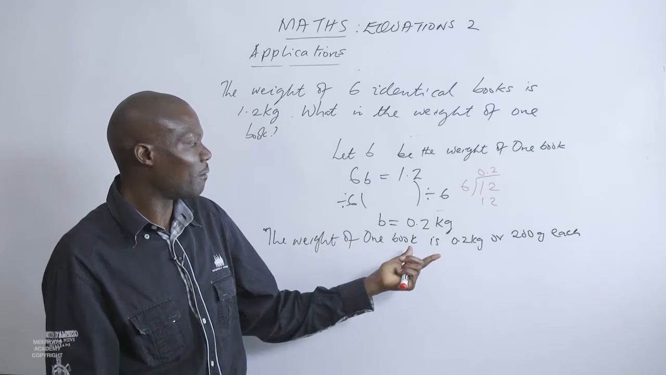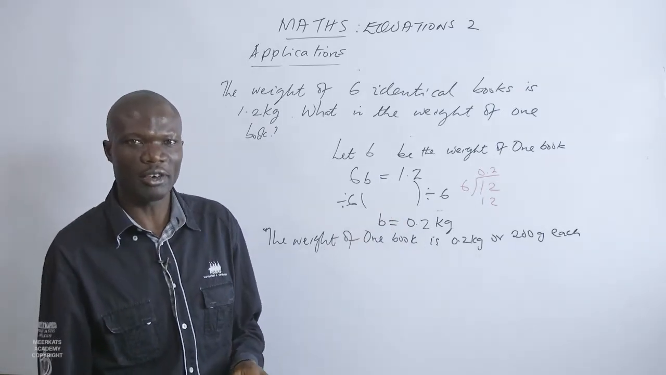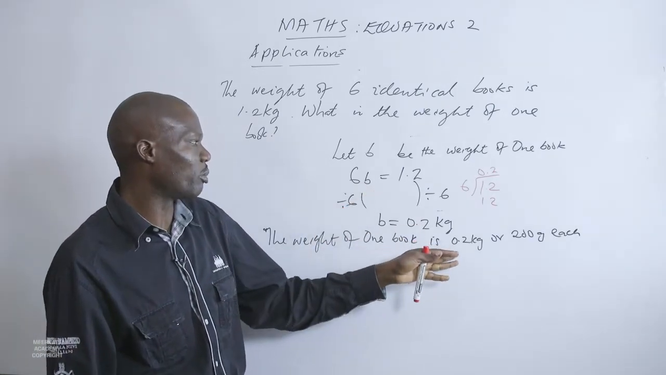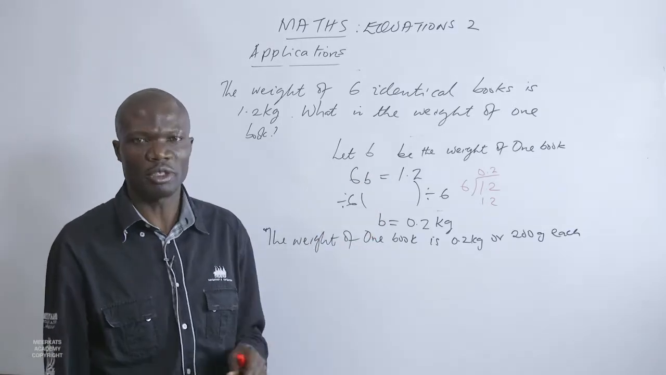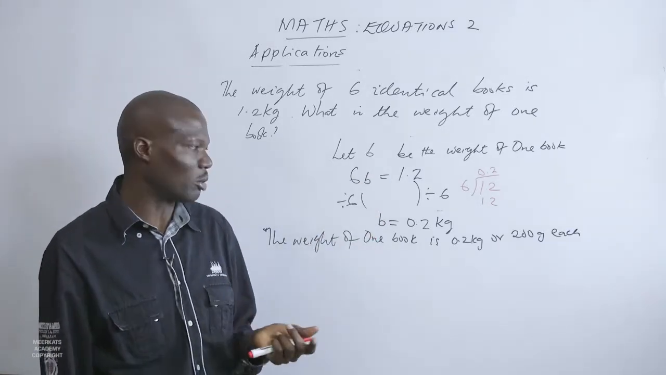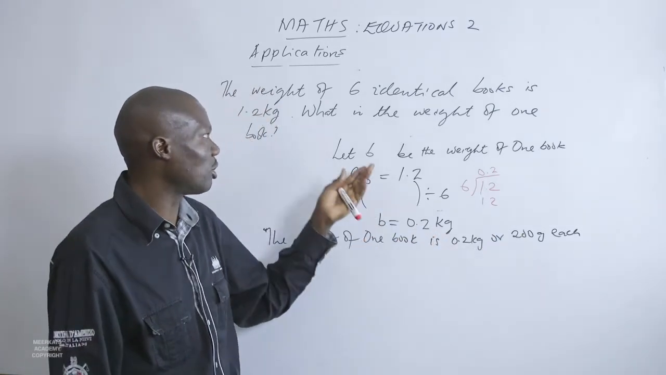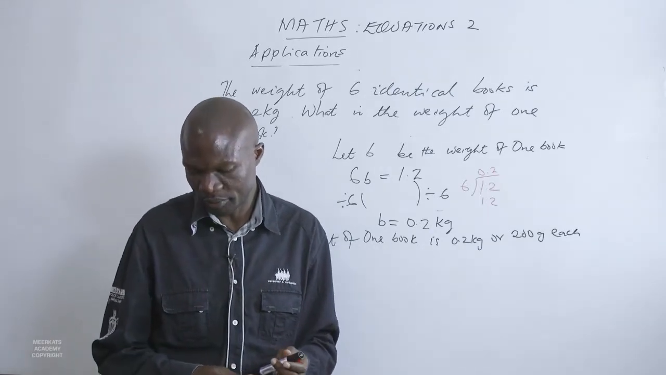From the same, you can always go back and check if your answer is correct and reasonable by substituting B with 0.2. 0.2 multiplied by 6, you'll always find it's 1.2. And the answer is reasonable. But very important, do not forget the units as you answer the original question.